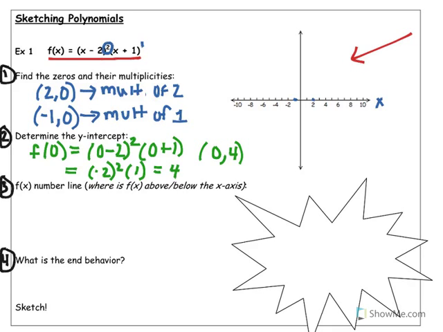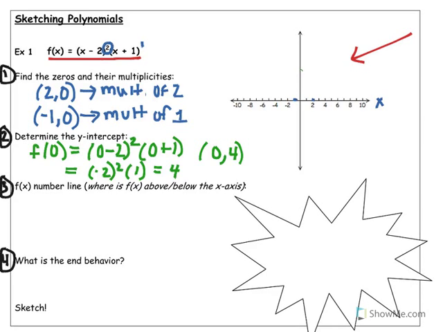And transferring that onto my graph, notice again, I don't really have a scale, but I do know that y-intercept is going to lie above the x-axis. So I'm just going to put an estimate of where it is on the y-axis. Finding the zeros and the multiplicities and the y-intercept is review because we've already talked about that in class. And this f of x number line is really the new piece of information that we need in order to graph. Like I said before, the f of x number line is going to help us figure out the shape of our graph.